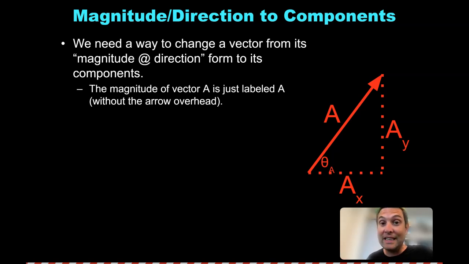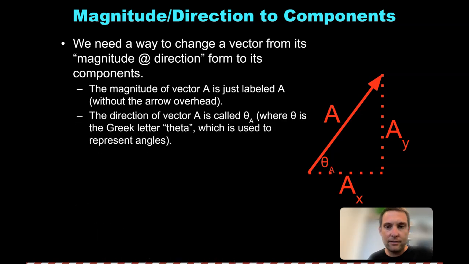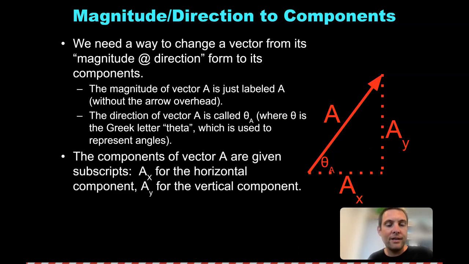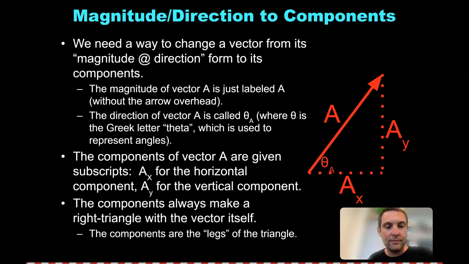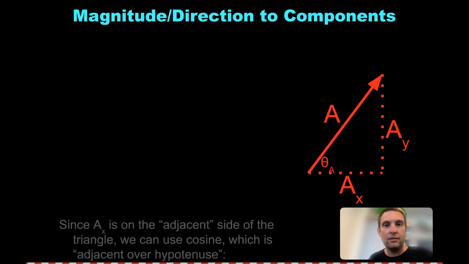To do this, we're going to deal with a right triangle. So we're just solving right triangles. The direction of vector A is going to be given to us as theta sub A. Theta is the Greek letter. We often use it to represent angles in physics. The components of vector A are A sub x and A sub y. Makes a right triangle.